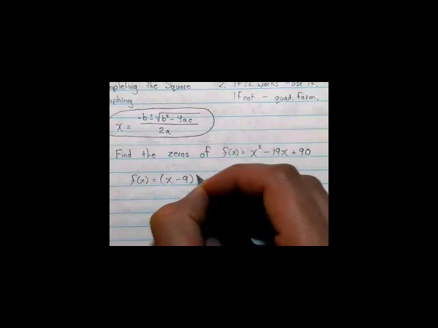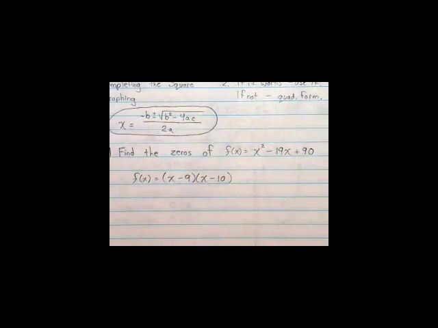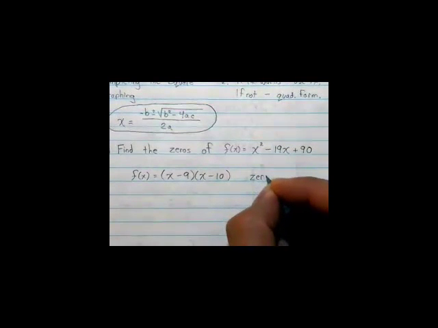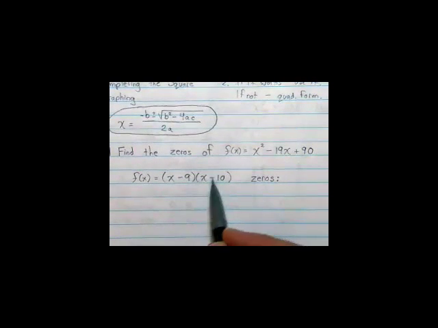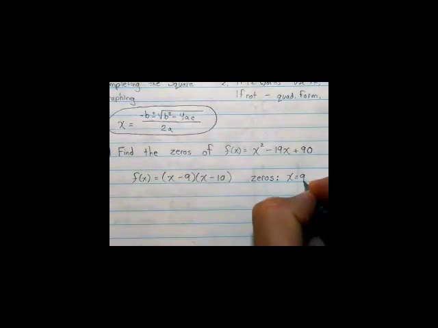So this is going to be f of x equals x minus 9 times x minus 10. Okay, so that's the factored form of this quadratic. So then what are the zeros? What numbers, when I plug them into that, make the equation come out to 0? 9 and 10. Positive 9 and positive 10. Okay? So it's always the opposite of whatever the sign is on these guys. Positive 9, positive 10.